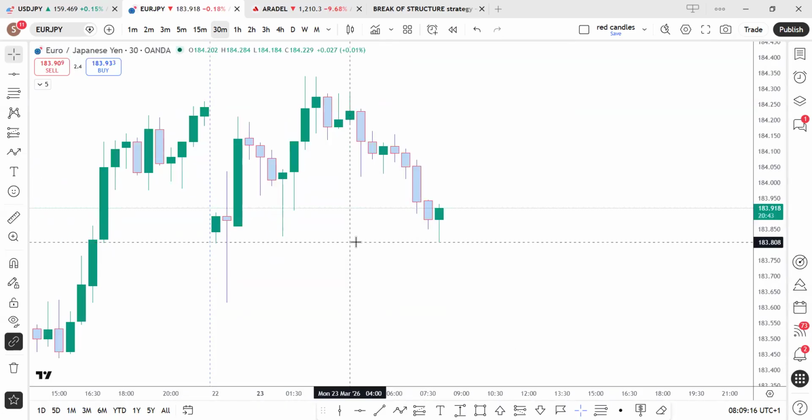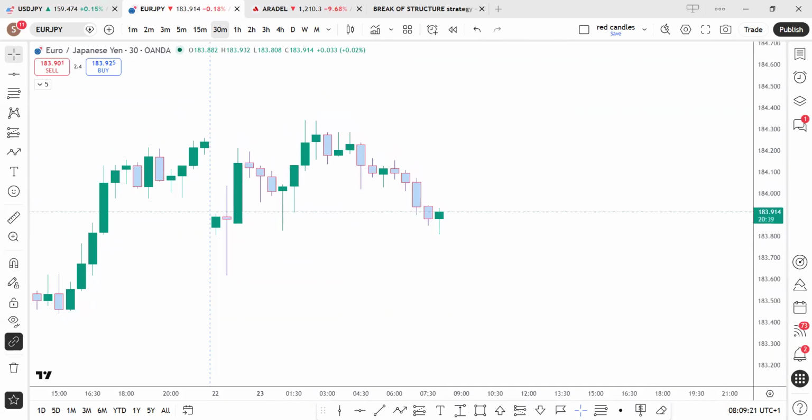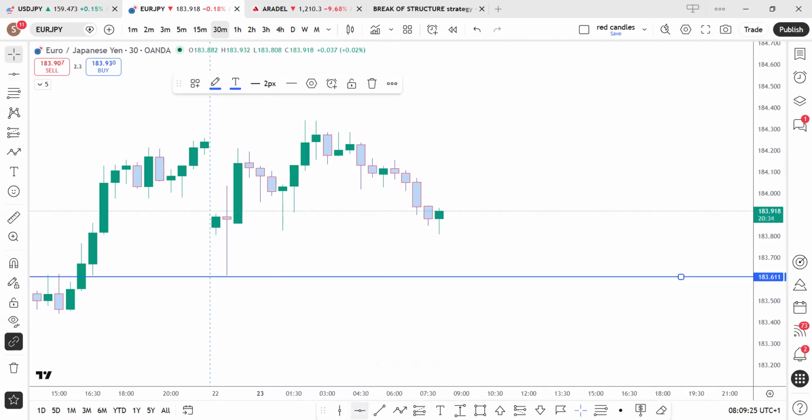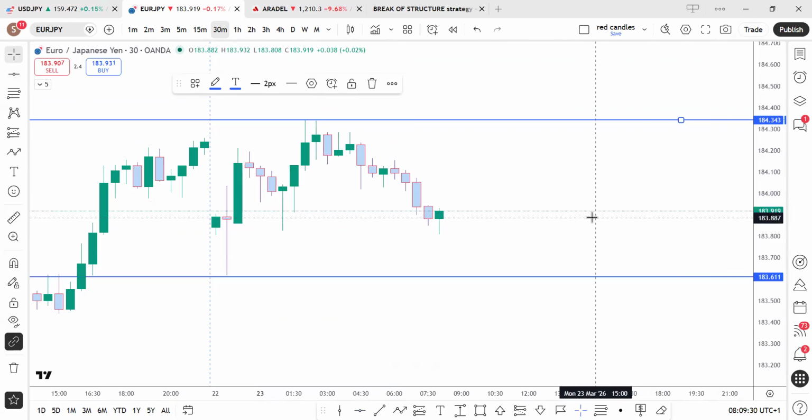Okay. Let's look at the next pair. Euro yen. This one too, I'll just call it, no need to even map it out. It's giving me a range. I can't see a nice trend here. Yeah. So this is just a range for me. Okay.